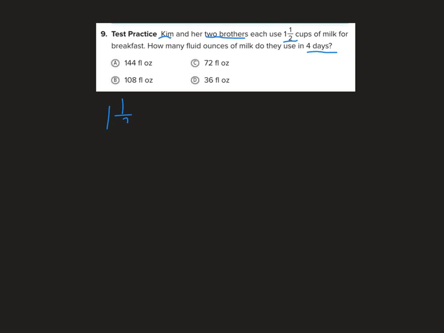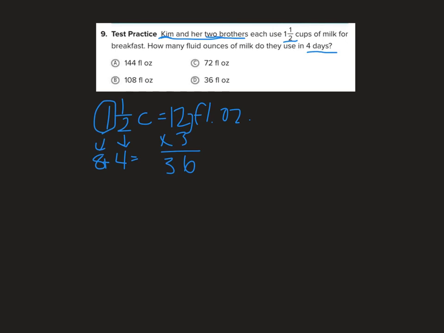So 1.5 cups of milk equals how many fluid ounces? We've already done this. 1 cup is worth 8 fluid ounces. Half a cup is worth half of 8, which is 4. So it equals 12 fluid ounces. Why do I always make that a T? That's because I'm used to writing feet. So we know that there are 12 fluid ounces that one person uses. So let's figure out how many 3 use. Multiply by 3 and get 36 fluid ounces for 1 day.